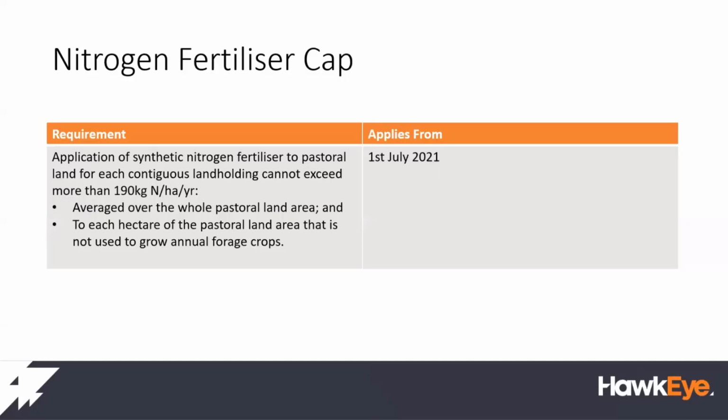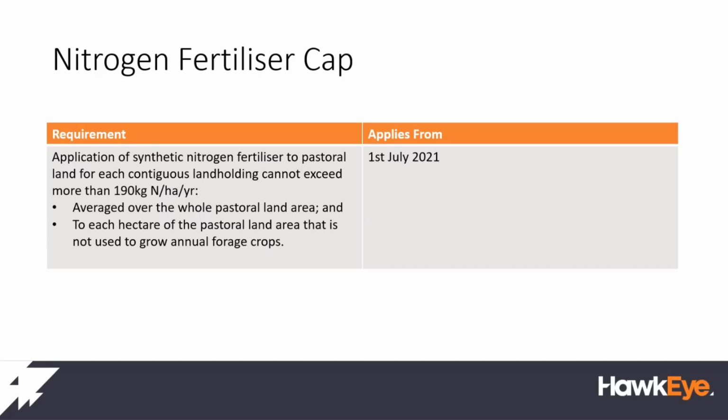So just to go over the nitrogen fertiliser cap rule. For the period from the 1st of July till the end of June, your synthetic nitrogen applications, so that's your urea, your ammos, things like that, on average over your grazed area mustn't be over 190 kilos of N per hectare per year. And to each hectare of pastoral area, so your grass areas, you cannot go over 190 at all. So what that means is if you've got grazed areas that are, say, in forage crops and in pasture, that average needs to be 190.